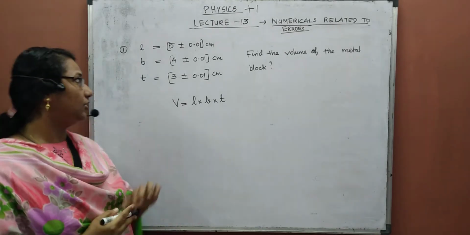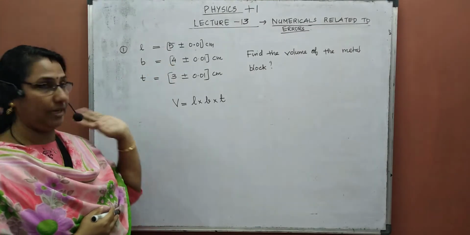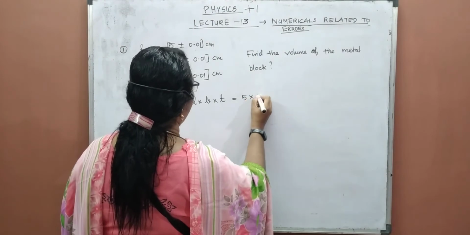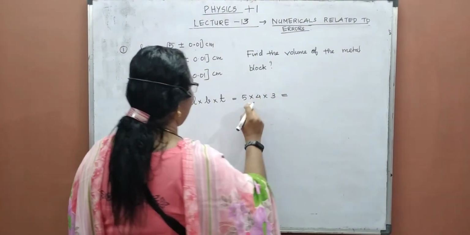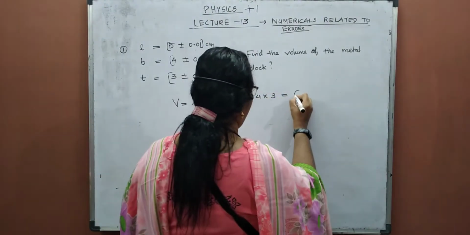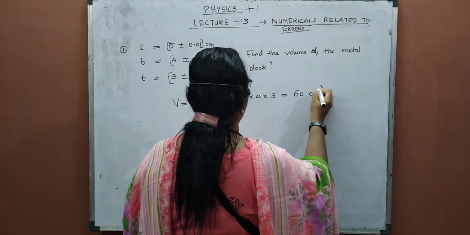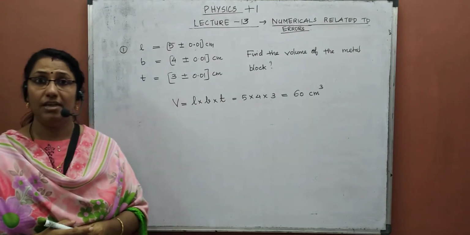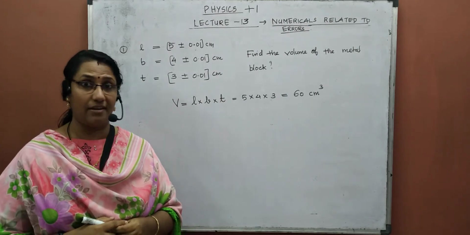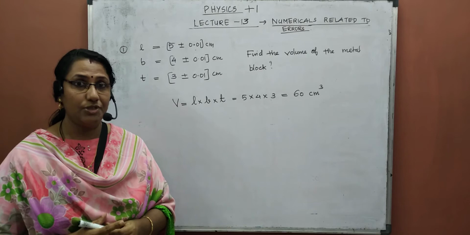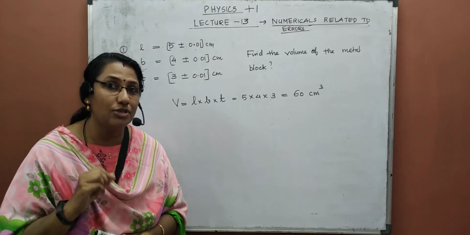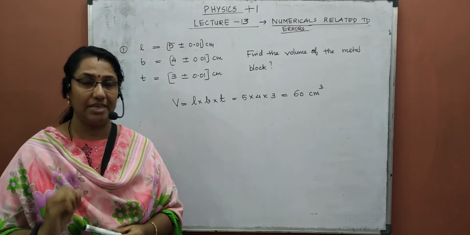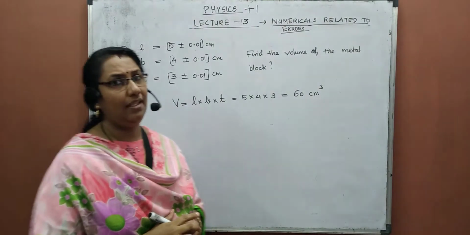It is very easy to multiply 5 into 4 into 3. 5 fours are 20, 20 into 3, 60 centimeter cube is the answer. We know that. But what is the speciality? Each quantity is given with its error. So, we also have to find the volume with this error. Is it clear?